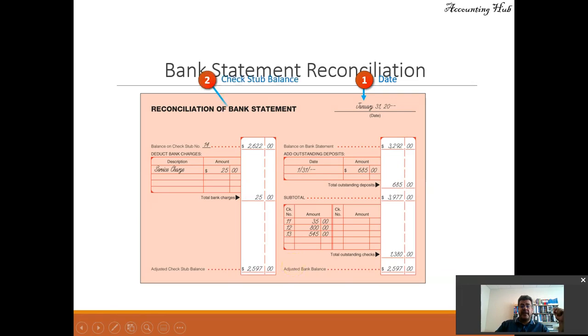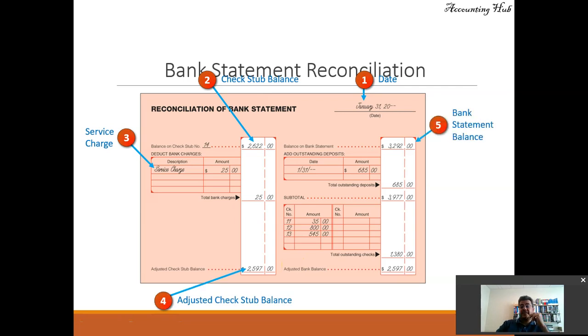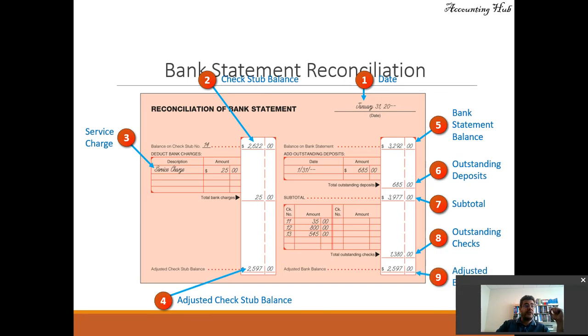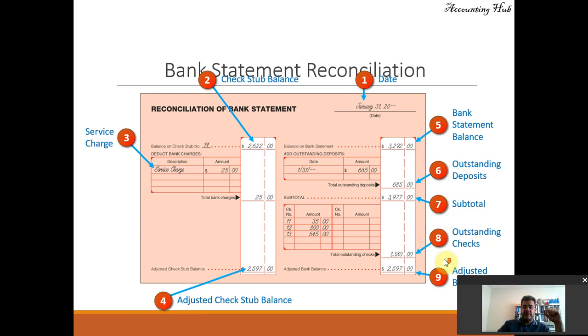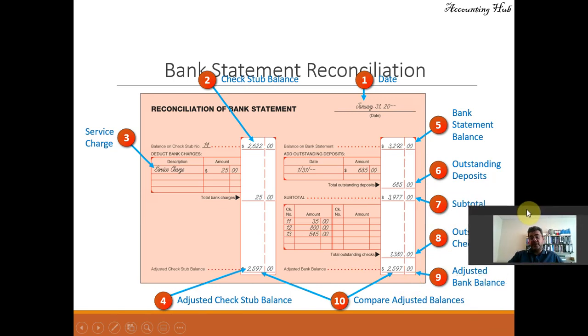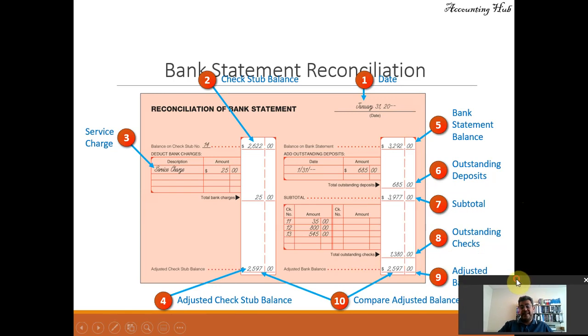So we have here the date, the check stub balance, service charge, adjusted check stub balance, then bank statement, outstanding deposits, subtotal, outstanding checks, and adjusted bank balance, and the numbers must match. Compare the adjusted balances, they must match. And guys, we need to record this service charge in our accounting because it is on the bank statement, but it is not in our check stub.